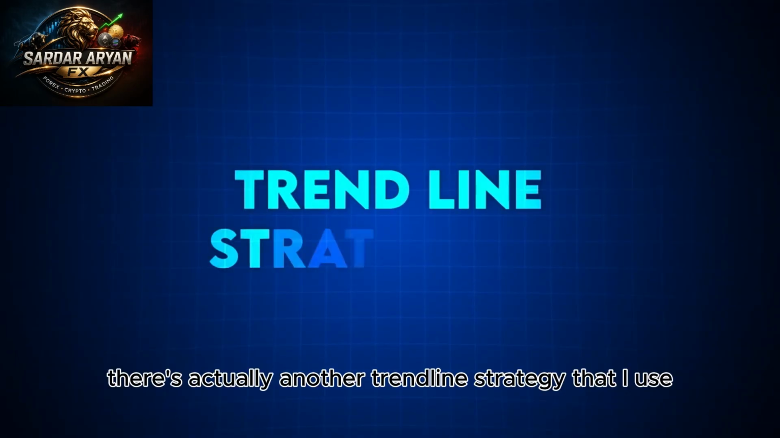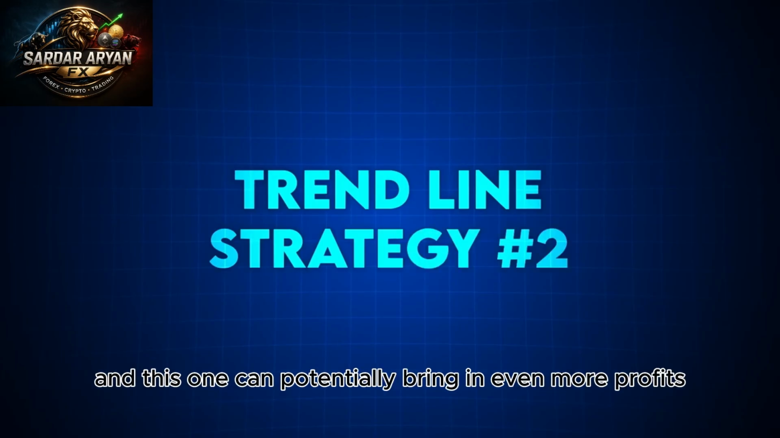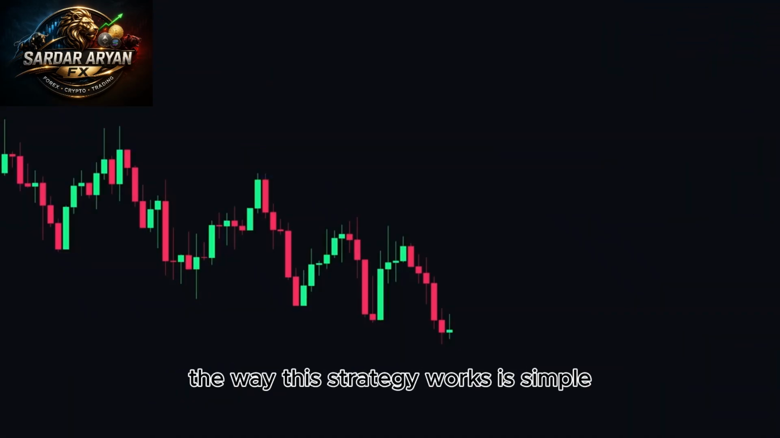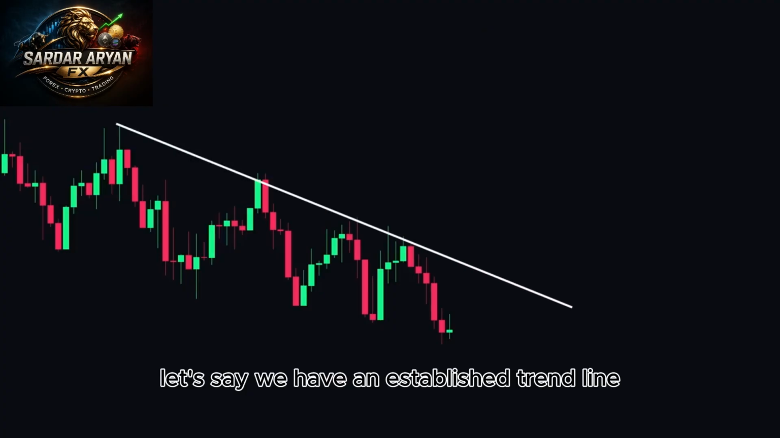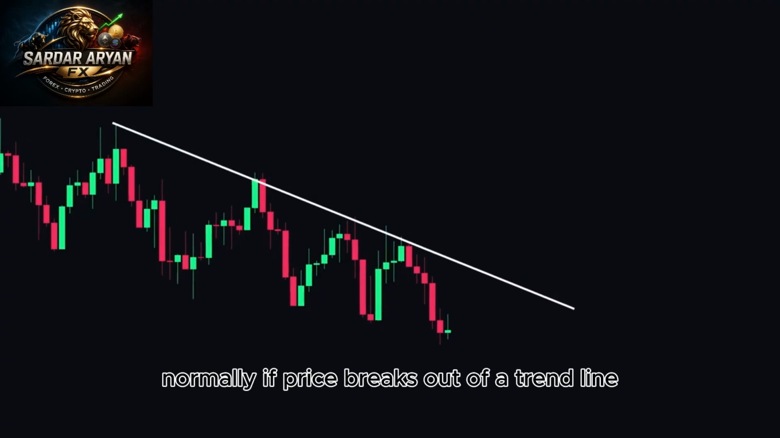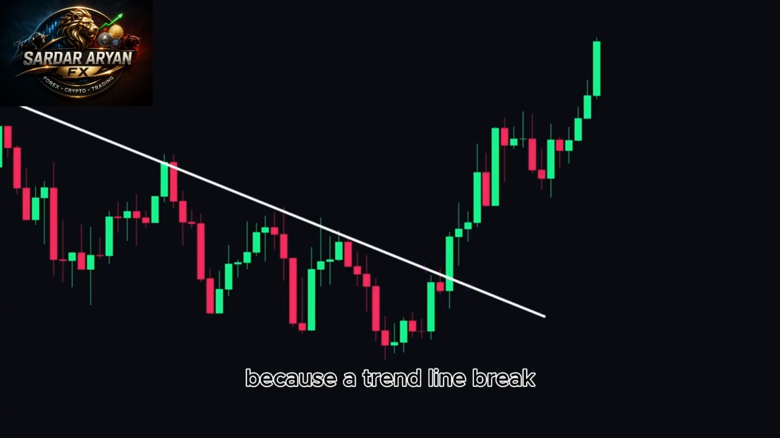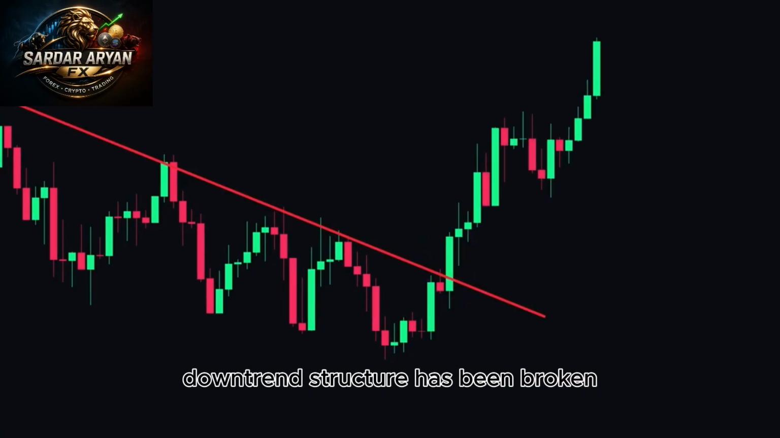Now, there's actually another trend line strategy that I use, and this one can potentially bring in even more profits. So let's move on to strategy number 2. The way this strategy works is simple. Let's say we have an established trend line during a downtrend. Normally, if price breaks out of a trend line, it signals a trend change to an uptrend, because a trend line break tells us that the existing downtrend structure has been broken.